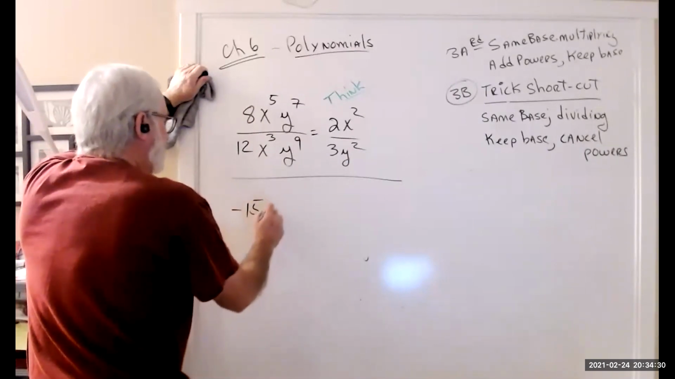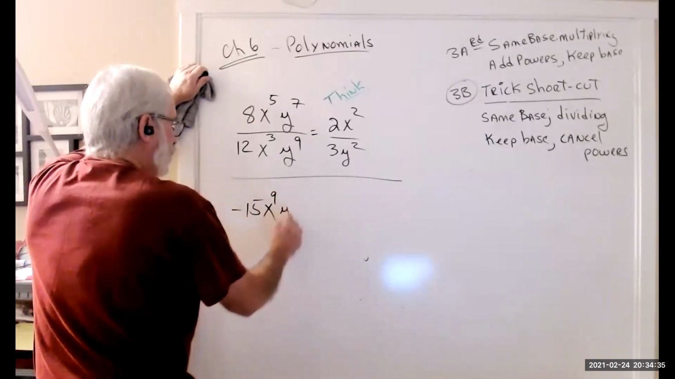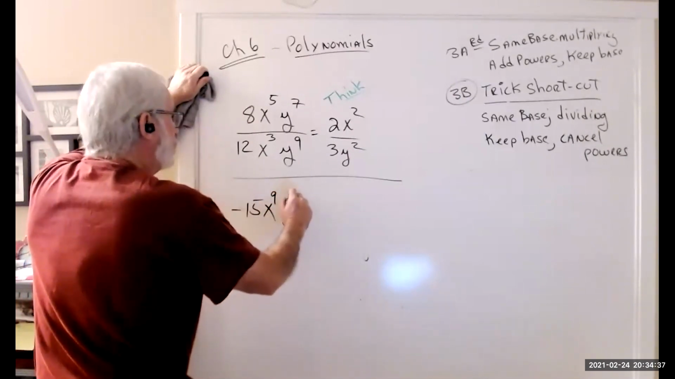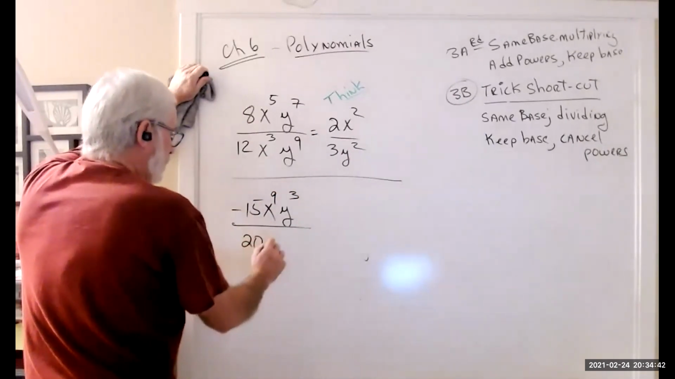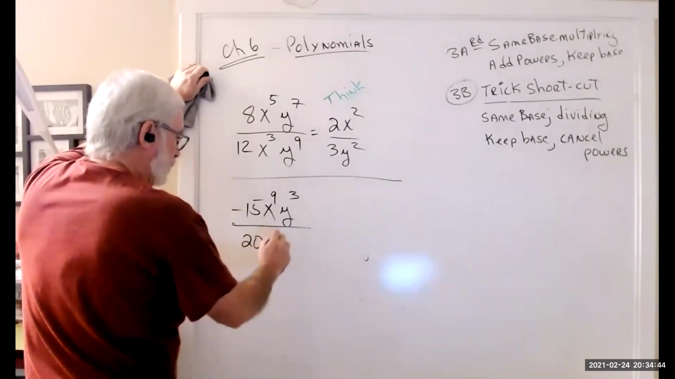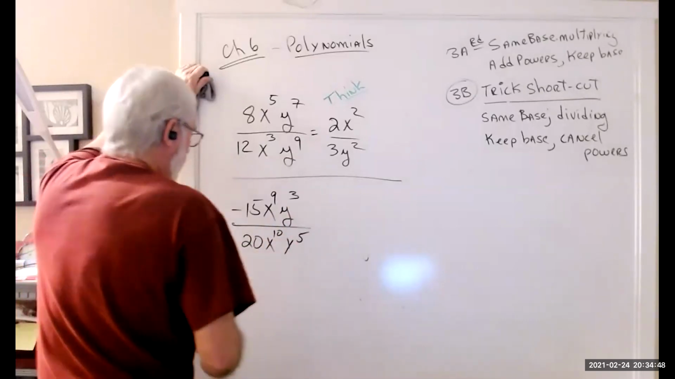Negative 15 x to the 9 y to the 3rd over 20 x to the 10 y to the 5. Yeah, that'll do it. Give that a try.